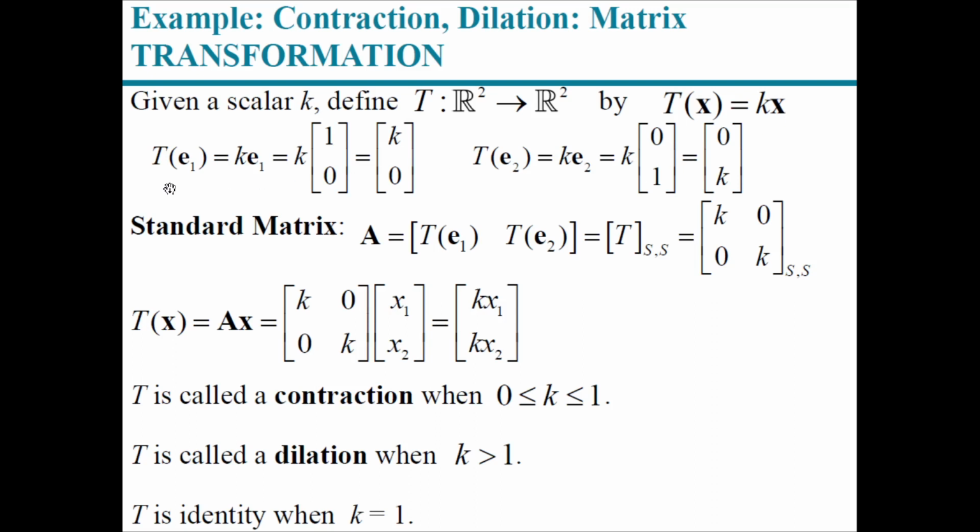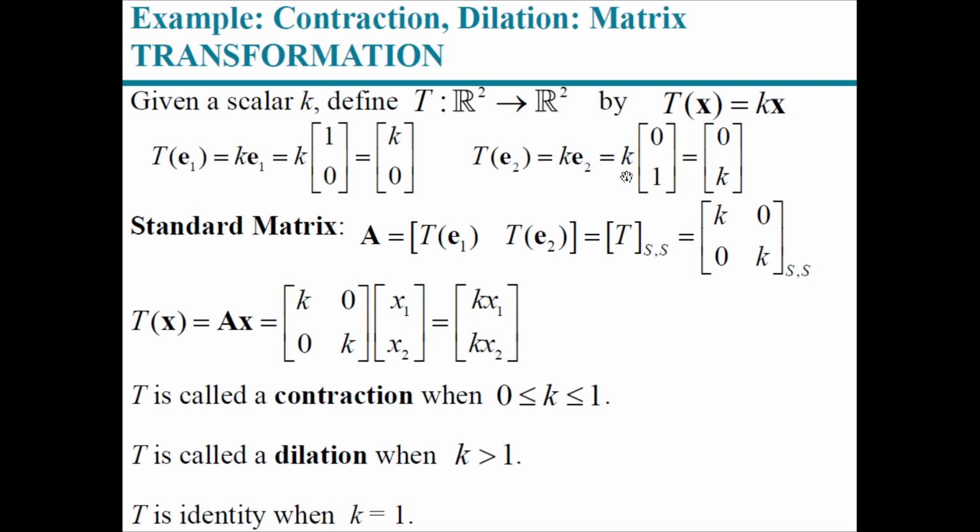So how do I build the standard matrix? Well, it's simple. I need to apply the linear transformation to each standard basis vector. So I apply it to e1, the vector (1, 0). So I get k times (1, 0), so it's (k, 0). And then I apply the linear transformation to the second standard basis vector (0, 1).